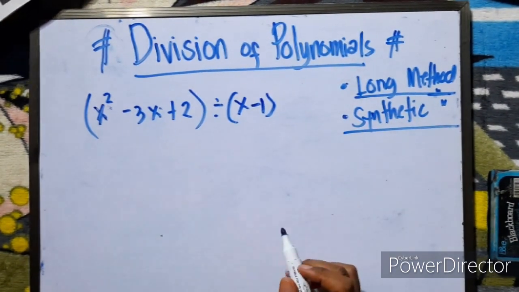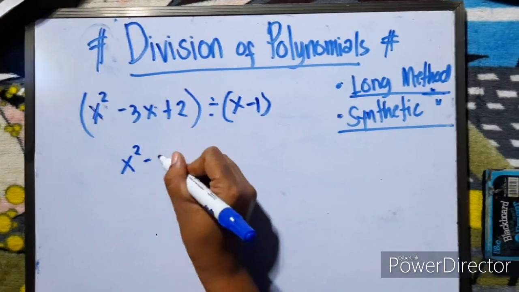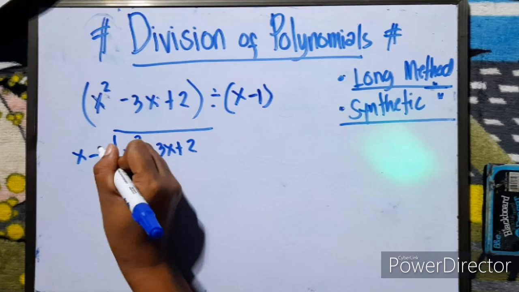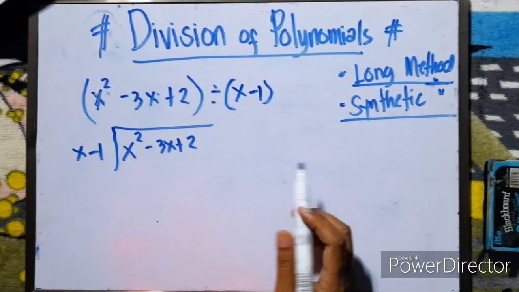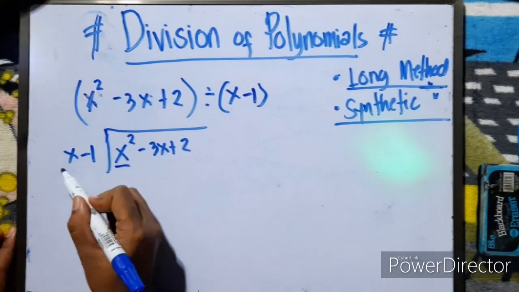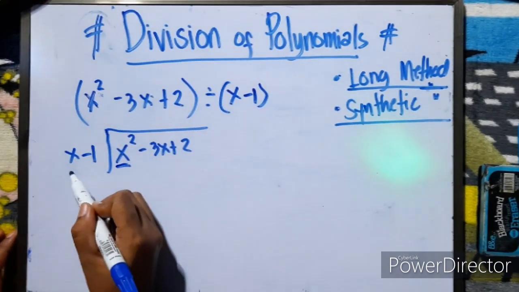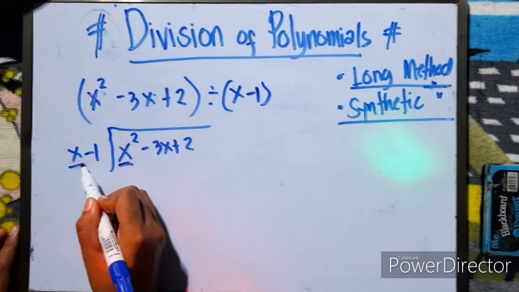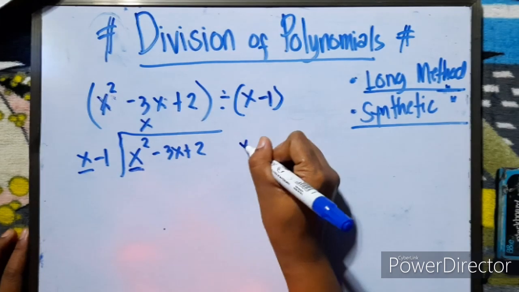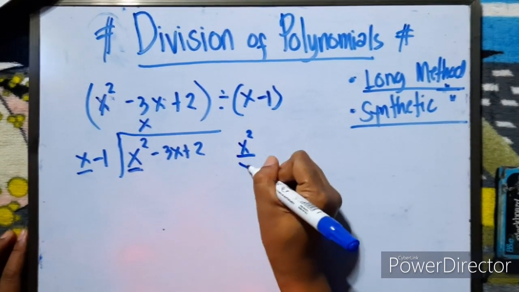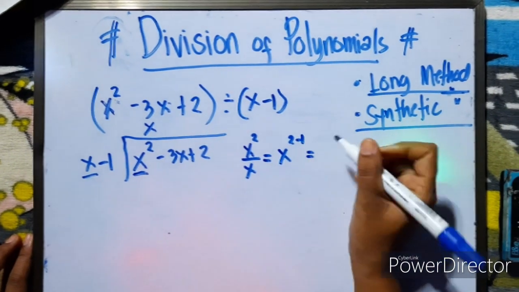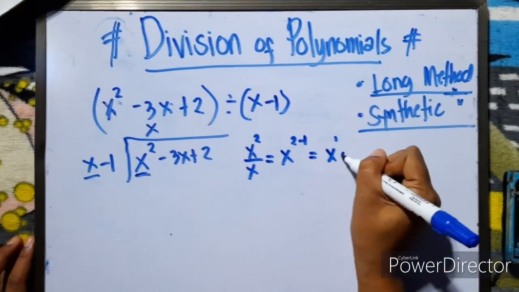Let's do the long method first. Copy x squared minus 3x plus 2 divided by x minus 1. Okay, paunsa na ito ni buhaton. Atong i-focus og lantaw kanilang first term, both first term sa atong dividend o first term sa atong divisor. X squared divided by x, the answer of that is x. Basin nalibog mo anong nahimo na siyang x. So x squared divided by x, that is equal to x. 2 minus 1 is equal to x raised to the power of 1 or x.